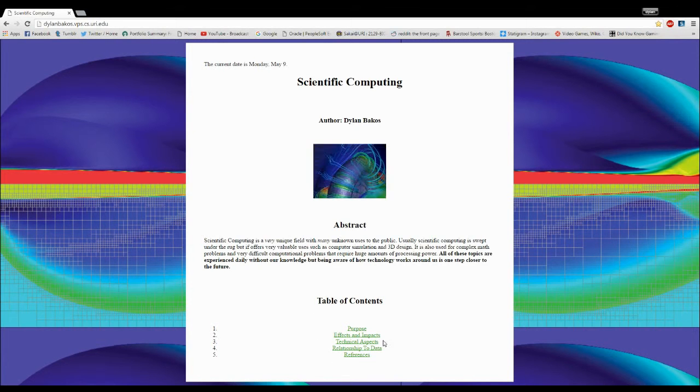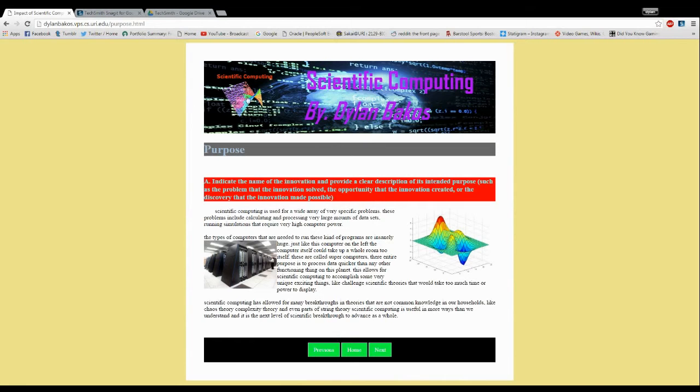And then onto the purpose page we go. So as we see, to start from the top, we see the logo once more, not animated, just the single image. And then along with that, we see my background. And these were both again created in Pixlr. And as we go down the page, we see purpose, and then the first question, which is pretty much asking us to name the innovation and then provide a description. And this is easily done.